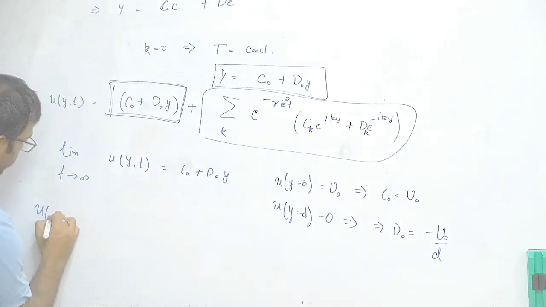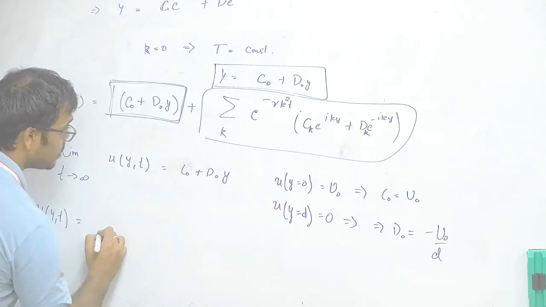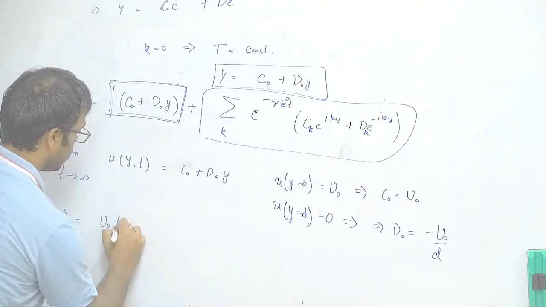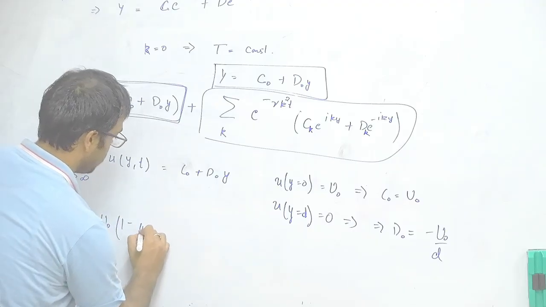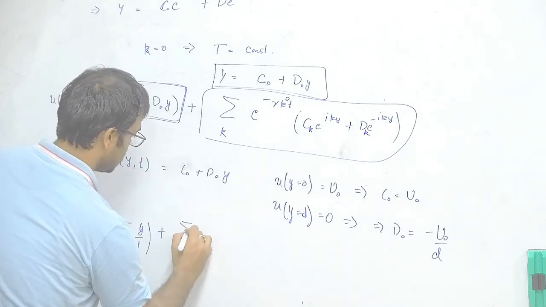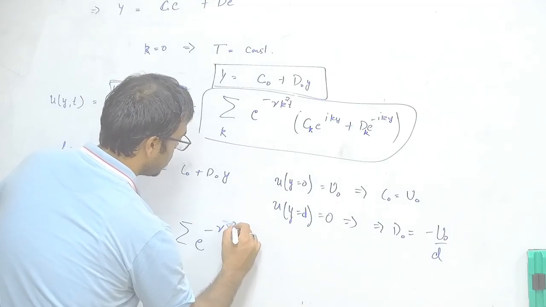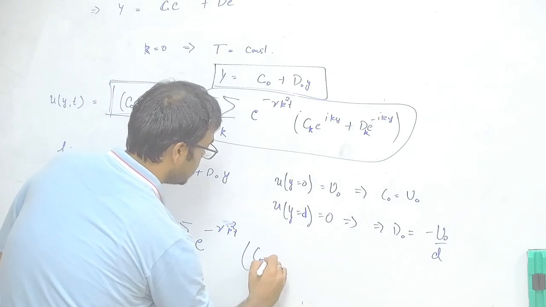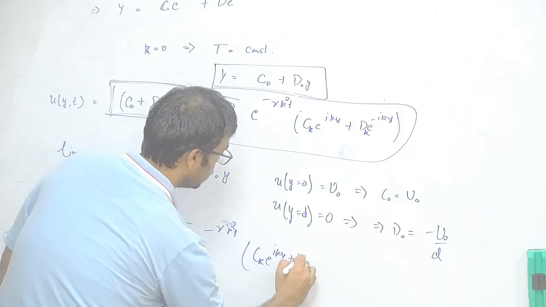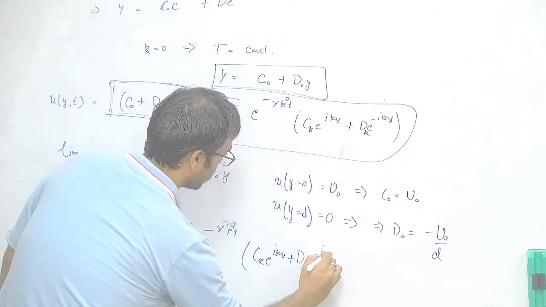So u of y comma t is u naught times 1 minus y by d, plus sigma over k of e to the power minus nu k square t times c k e to the power i k y plus d k e to the power minus i k y.